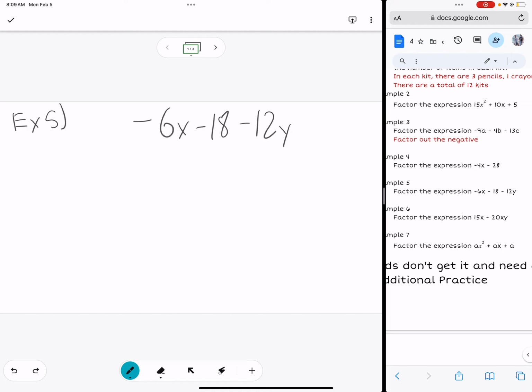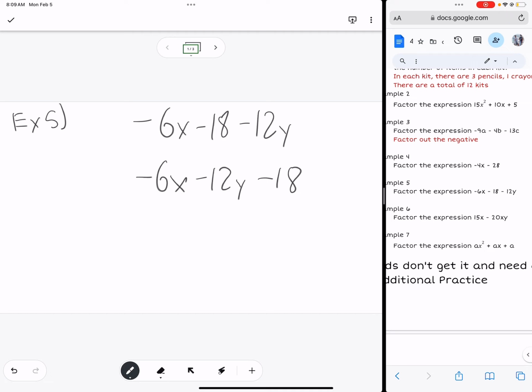Now, we have an expression right here, and what's wrong with this expression right off the bat? It's not that they're negative. Just because it's negative doesn't mean it's wrong. You don't like terms? Wesley? The letters are wrong. We want negative 6x minus 12y minus 18. Why is that? Oh, alphabetical order, right? We want the constants at the end. Can we combine like terms?